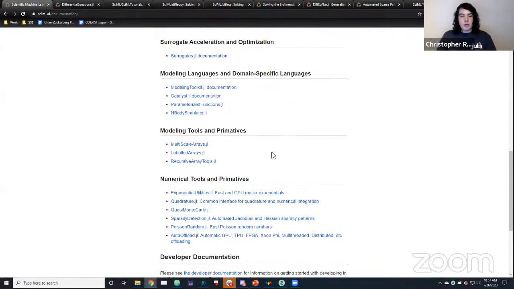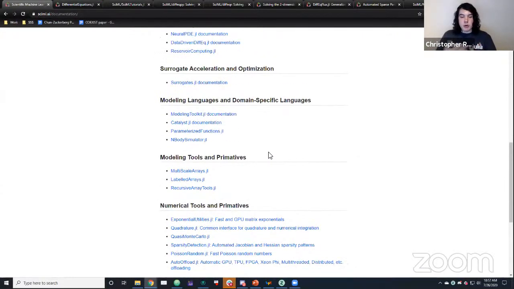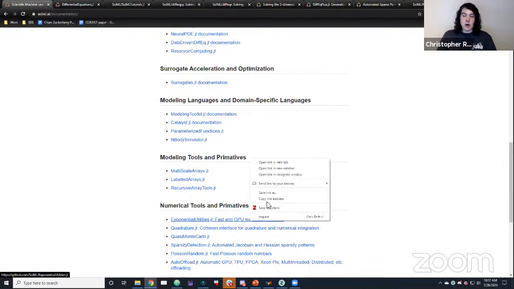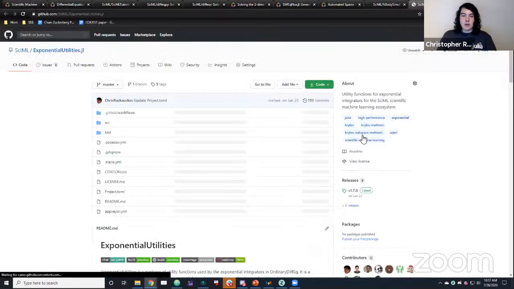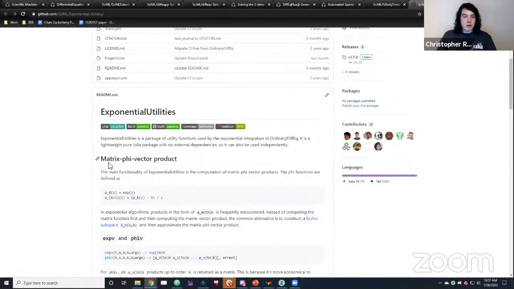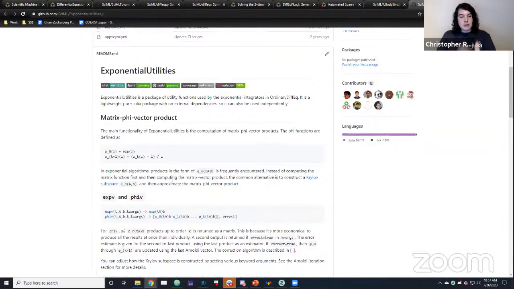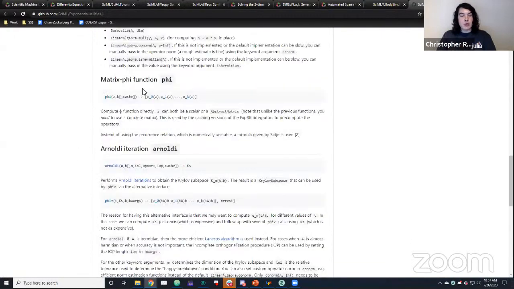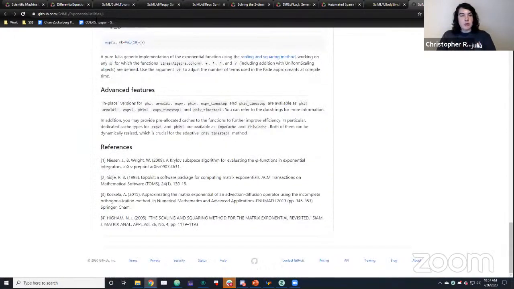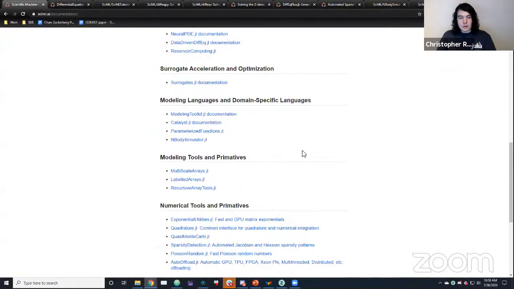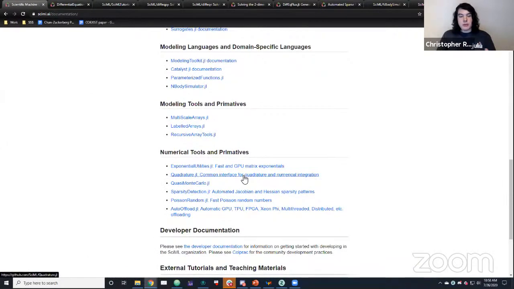And then what a lot of people make use of as well are some of our numerical tools and primitives. So for example, exponentialutilities.jl is all about how you calculate exponentials of matrices times vectors really fast. So exponential of t times A, times a vector. How do you do this calculation fast is what this entire library is about, and we're adding differentiability to it as well. So, quadratures, how do you do high-dimensional integration?